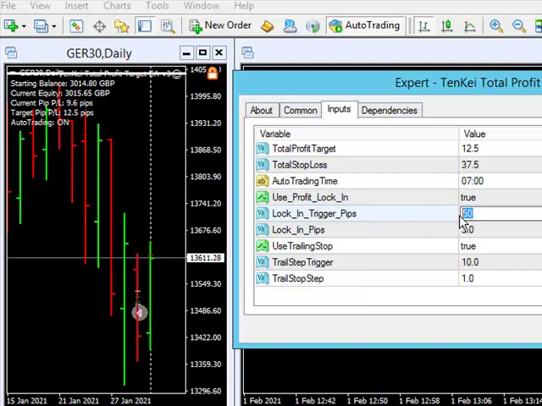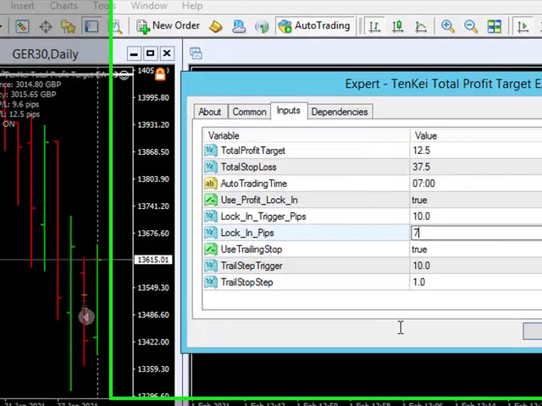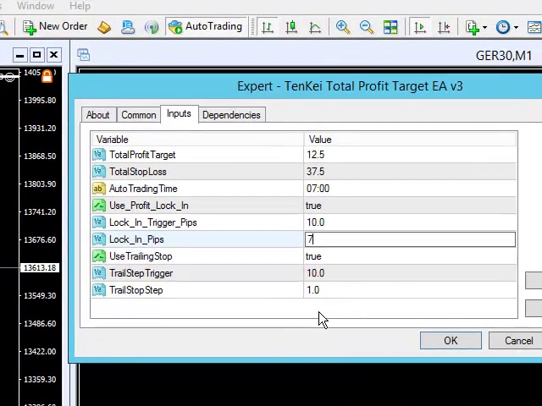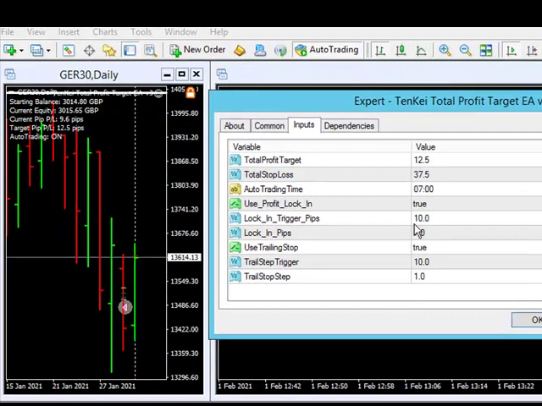So this lock-in trigger pips can be set to whatever figure you want. Let's say we set it to 10, and then the lock-in pips could be 7. That means once the market moves in your favor and hits 10, you lock in 7 and allow it to continue moving. This function of it moving up or down, we shall cover in another video. But for now, let's set this back to 3 and 3.